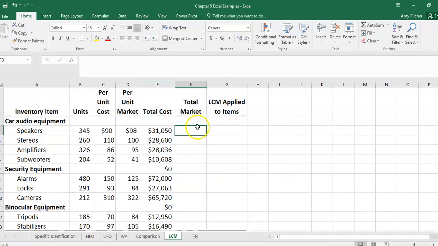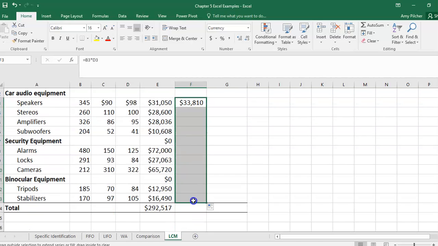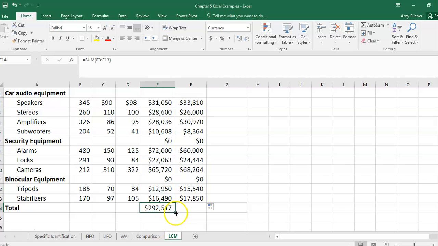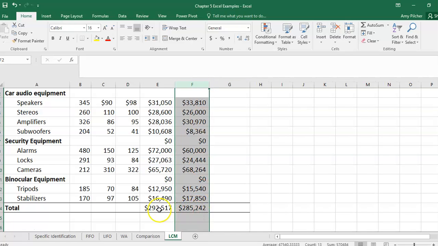Then we're going to look at the total market cost. So we have the per unit market cost. This is not the price that they would sell it for. This is the market value to replace their current inventory. So this is what it would cost them to buy new inventory. We take the number of units times the market cost. And again, we can carry that formula down. And we can sum and see the difference between our cost and market.